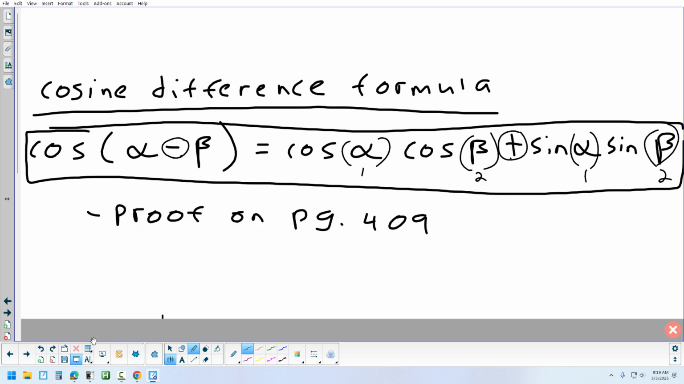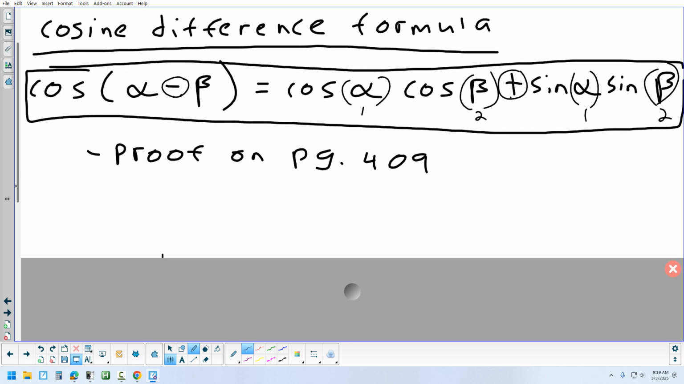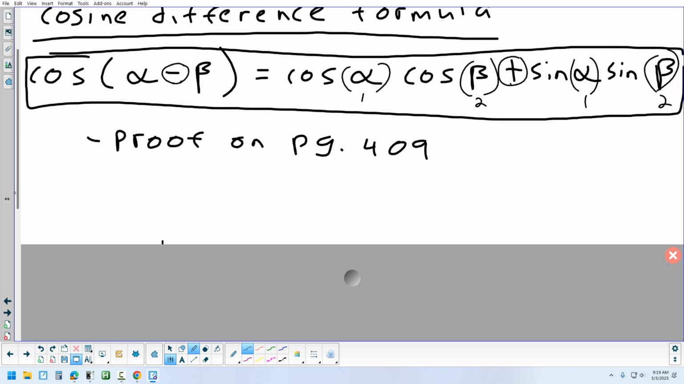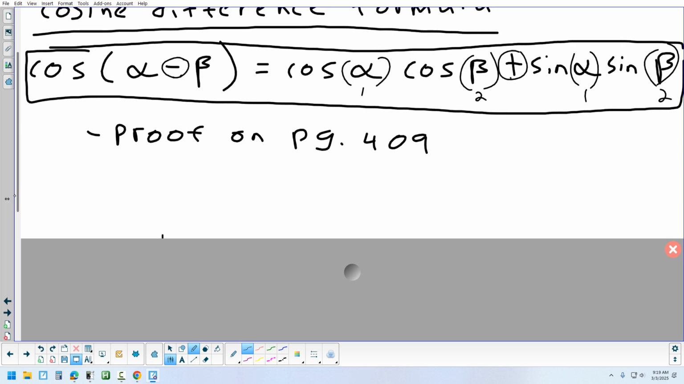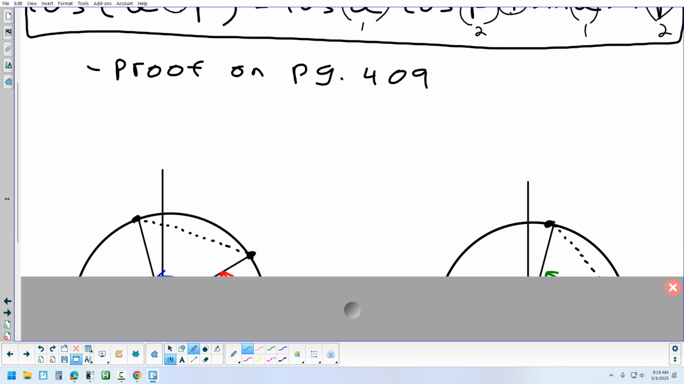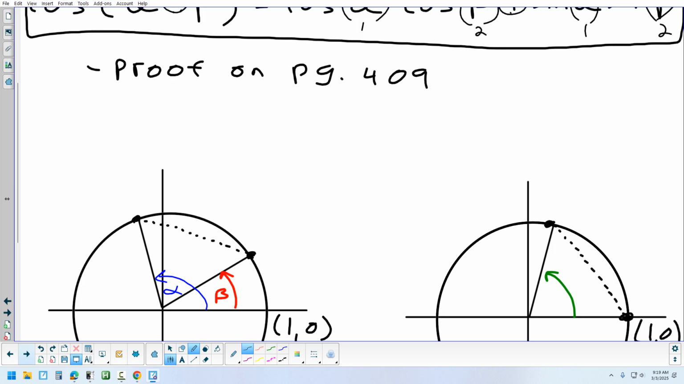And again, the proof is in your book on page 409. Just not something we're going to go through right now. Those are the two pictures you need for the proof. It involves some angles on a circle, specifically a unit circle. Again, we're just not going to go through that.